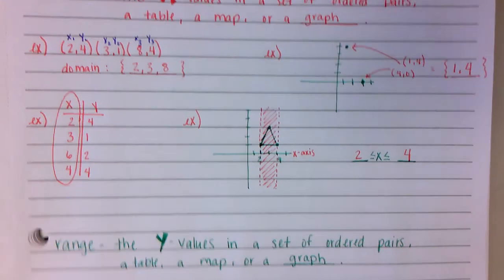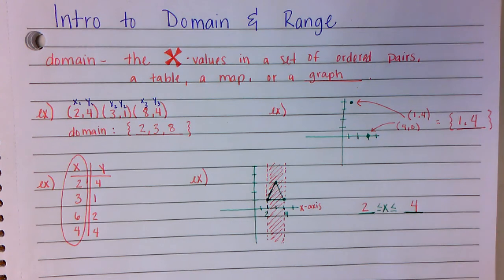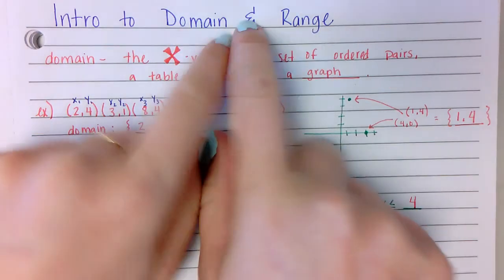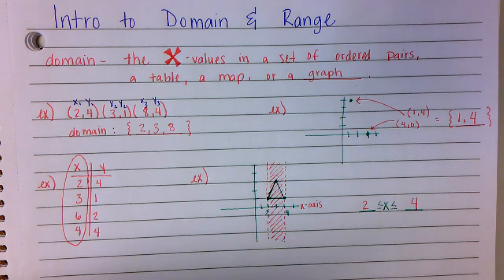But this is your notes for today on Introduction to Domain and Range, which is the X values or the Y values that are given to you. And they may look different and they may be given to you in different forms, but it's all the same thing. Let me also add real quick before I end this video. Domain and range is just another way to say X and Y, or input and output.